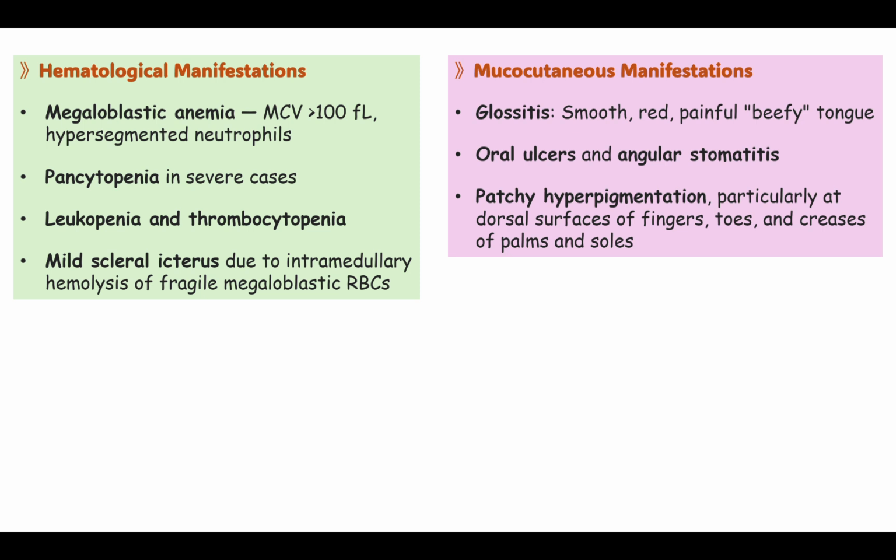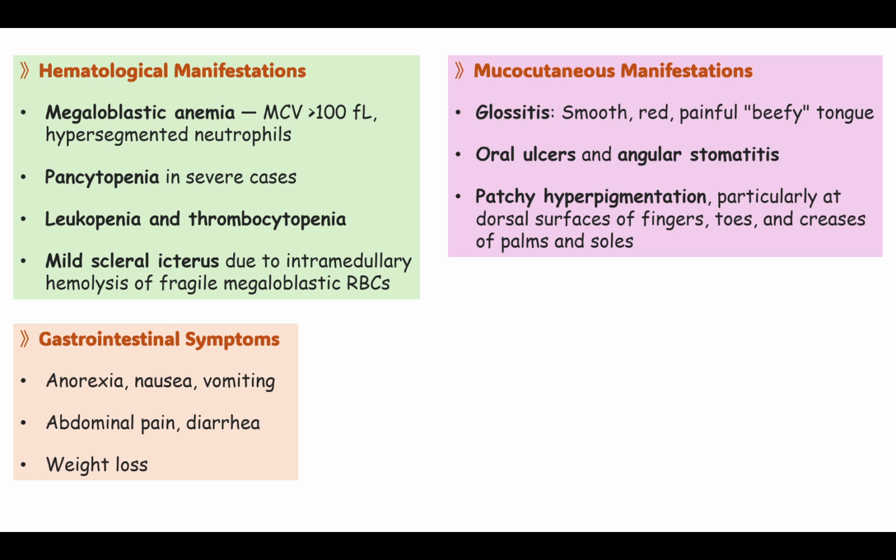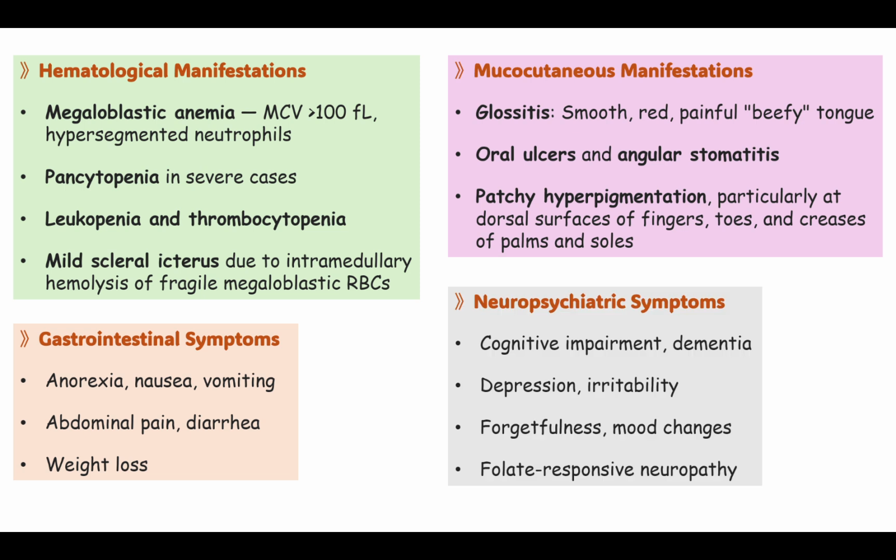There may also be patchy hyperpigmentation, especially over the dorsal surfaces of the fingers and toes and within the creases of the palms and soles. Gastrointestinal symptoms can include anorexia, nausea, vomiting, abdominal pain, diarrhea, and weight loss. Neuropsychiatric symptoms listed here include cognitive impairment, dementia, depression, irritability, forgetfulness, mood changes, and folate responsive neuropathy. This broad clinical picture shows that folate deficiency is not just a nutritional issue, it can be a multi-system clinical disorder.